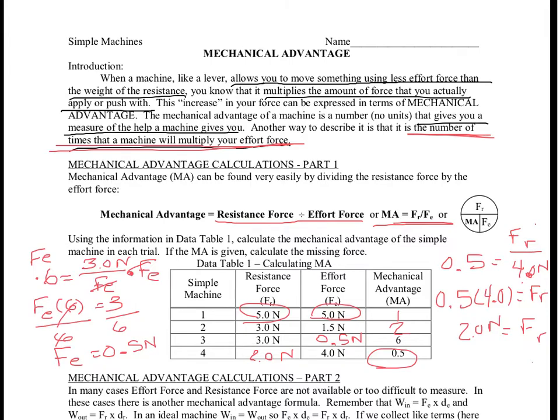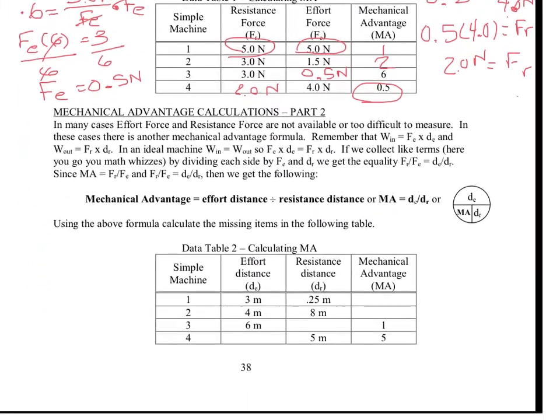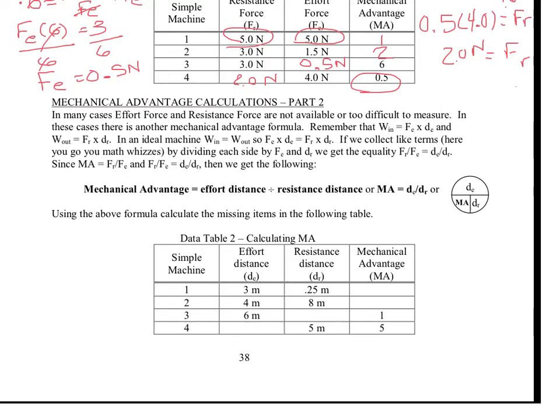Okay? All right, let's look at mechanical advantage in a different way. In many cases, it's hard to measure effort force or resistance force. It's very difficult to measure those things. So we may use it in terms of work. Remember that work in is the effort force times the effort distance, and work out is the resistance force times the resistance distance. So for ideal mechanical advantage, in an ideal machine, the work in should equal the work out. So effort force times effort distance should equal resistance force times resistance distance.